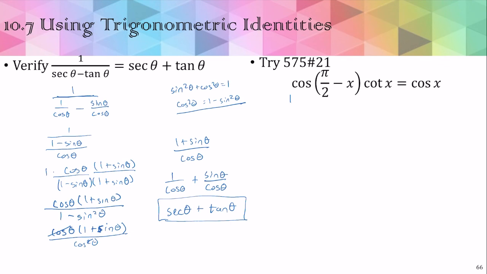You should recognize that this is sine of x, and cotangent is cosine over sine. The sines cancel, and you're left with cosine.